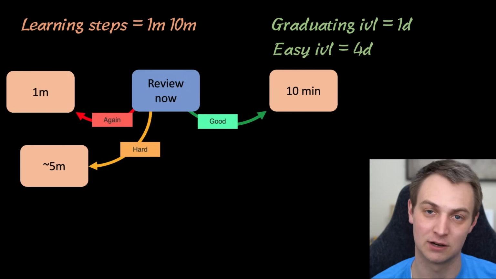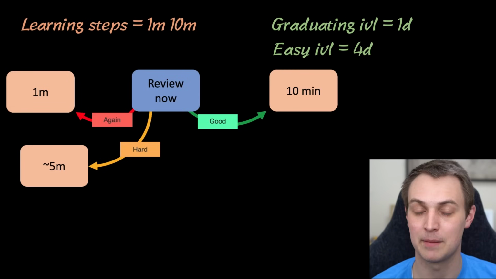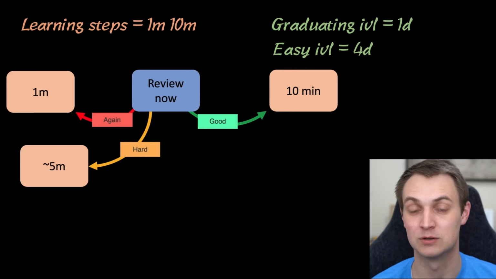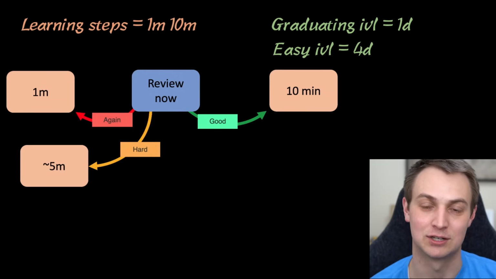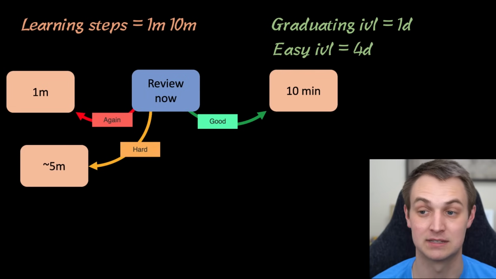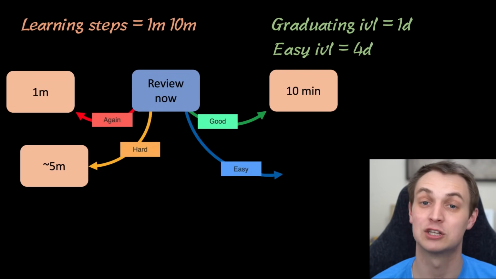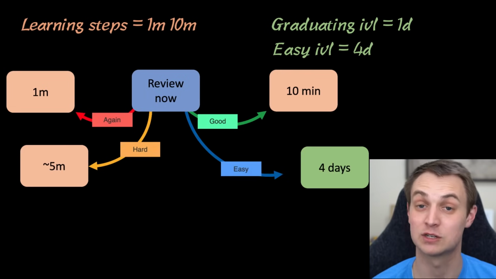And I say the first, I know there's 2. The first learning step in the settings is always what it goes to when you get the card wrong. So the first actual step in the right direction, assuming you hit good, is 10 minutes here. Now, if you hit easy, it's going to jump to what the easy interval is, which is 4 days.